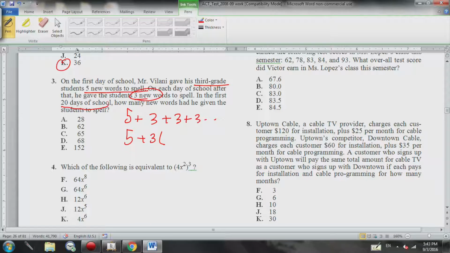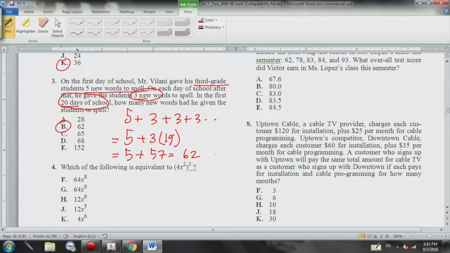So for the first 20 days, he's going to have 5 plus 3 times 19 days left, right? So it's going to be 5 plus 3 times 19. That's 5 plus 57, which is 62. So I believe it is 62. I don't have a calculator in front of me, but if you did have a calculator, I believe that would be the math.